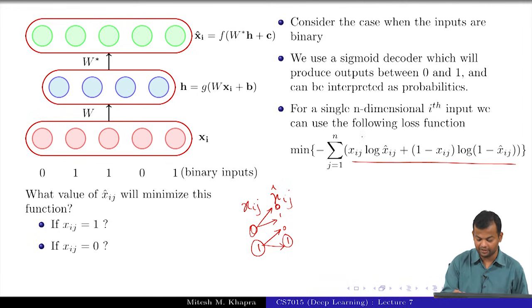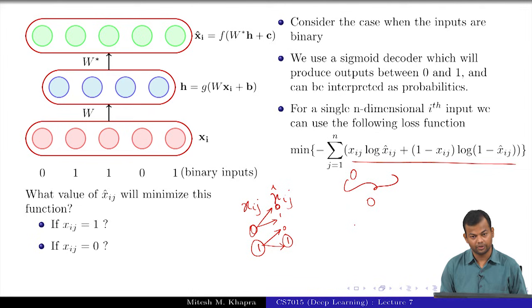So let us see this. Suppose x_ij was 0, that means this term is going to go to 0, but this term is going to remain.